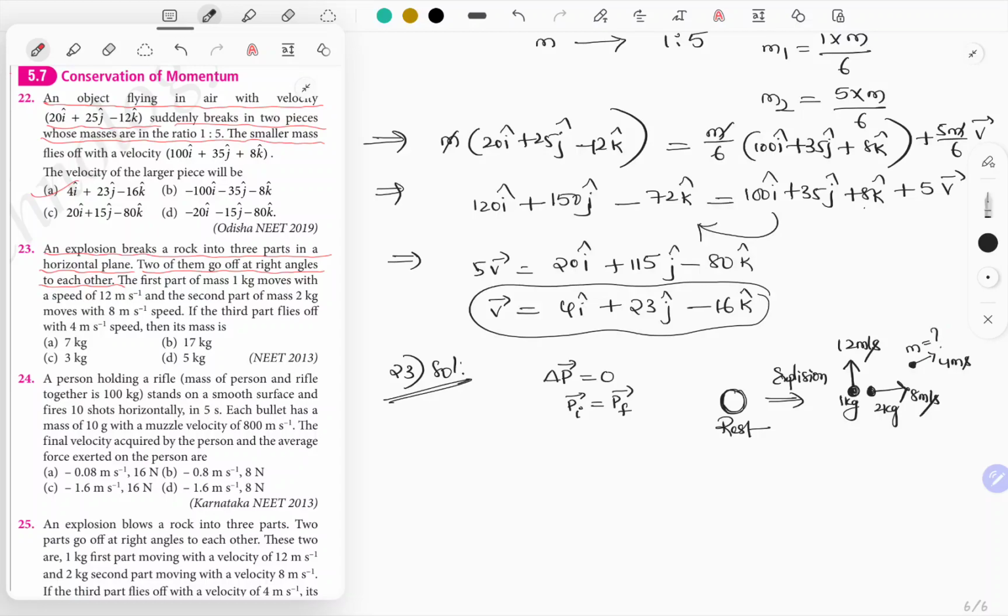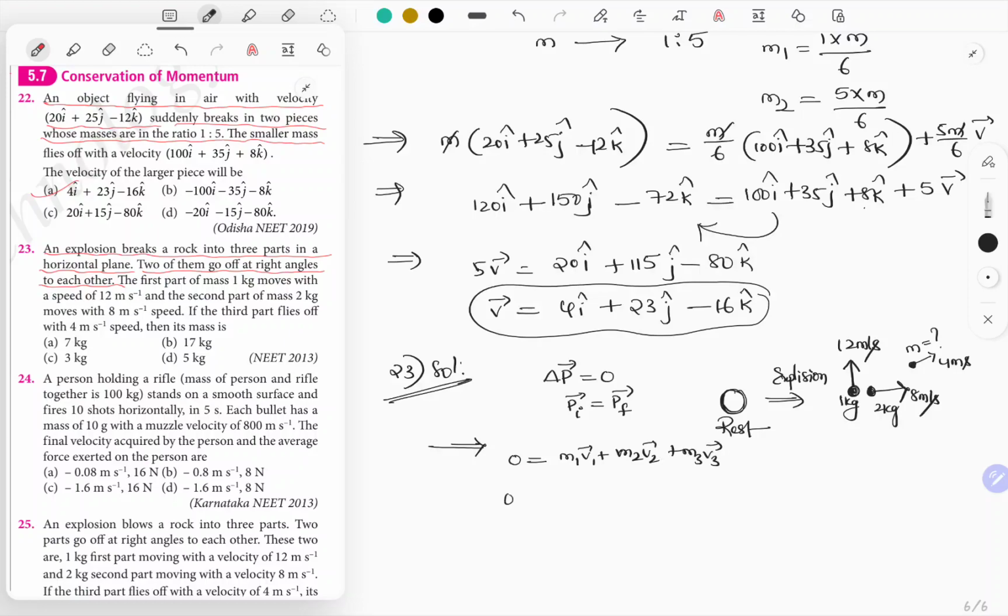Okay. As I said, this question is based on the law of conservation of momentum because it is an explosion. Initial momentum of the particle is 0. So an explosion breaks a rock into 3 pieces, in the sense initially that object is at rest. So initial momentum is equal to 0. Final momentum, as the object is divided into 3 particles, I have to write down m1 v1 bar plus m2 v2 bar plus m3 v3 bar.